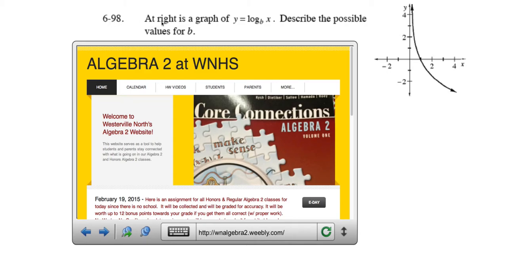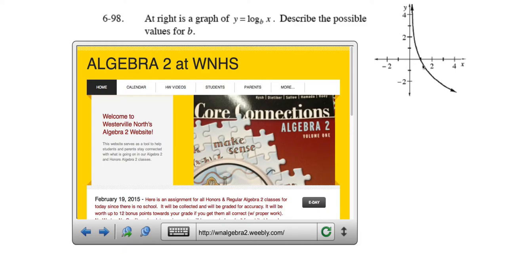Problem 6-98. At right is a graph of y equals log base b of x. Describe the possible values for b. Here is our log base b of x, and we're talking about what the possibilities are for our values of b.